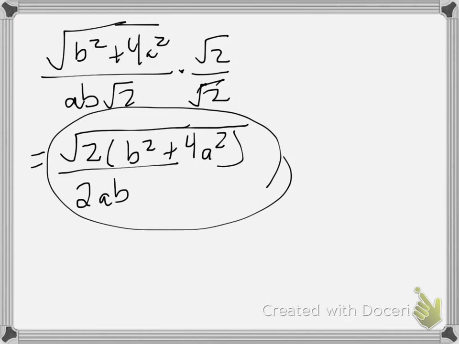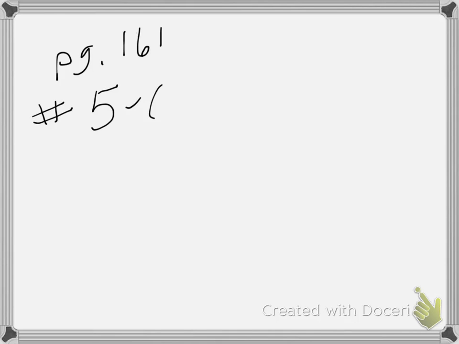Sorry this one was a little bit too long. Work on homework problems, which I'm going to have you do for homework, which we can work on in class now. Page 161, numbers, I think I said 5 through 63 odds.